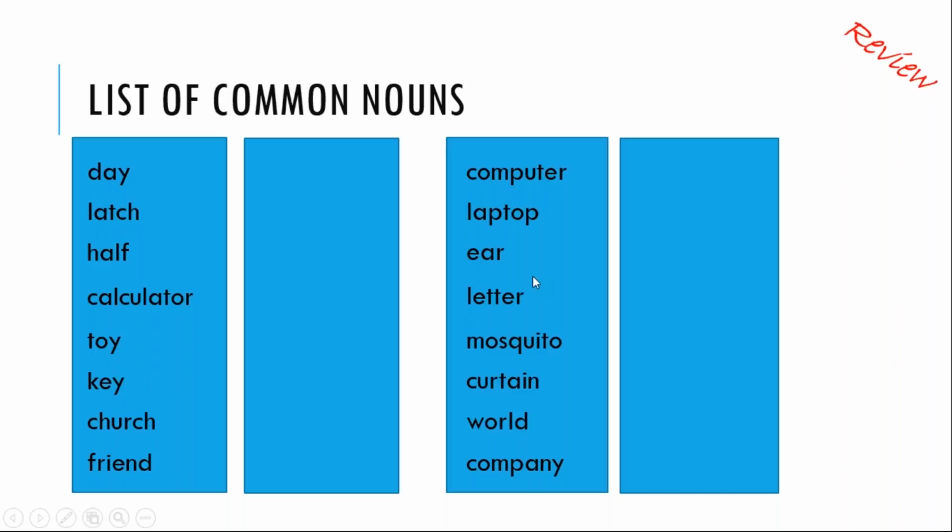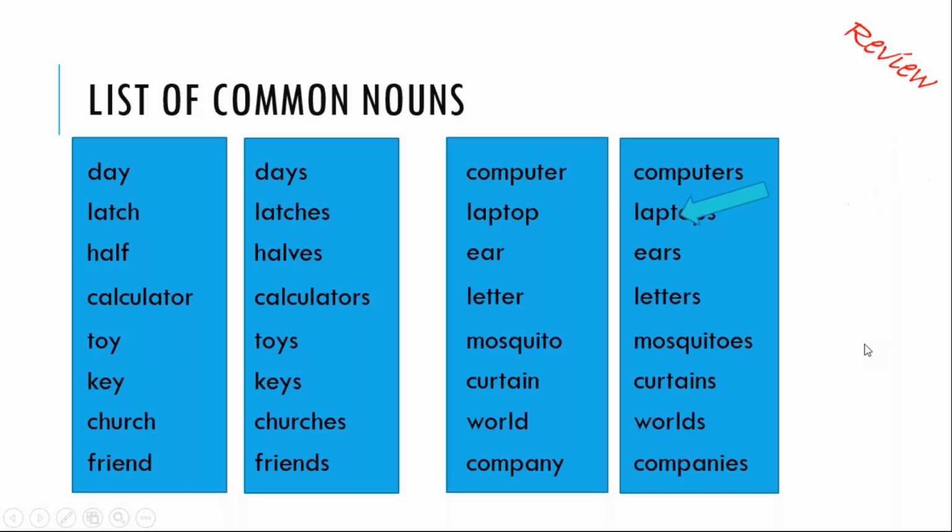But you should know anything with CH or an F at the end is a special rule. Anything with a Y but a vowel is regular, right? Anything with a Y with a consonant is not. You got to drop the Y and add IES. Anything with an O and a consonant is ES. So we know these rules already. Here are the answers. And here are the special cases. Latches, halves, churches, mosquitoes. Okay? So those are the special cases.